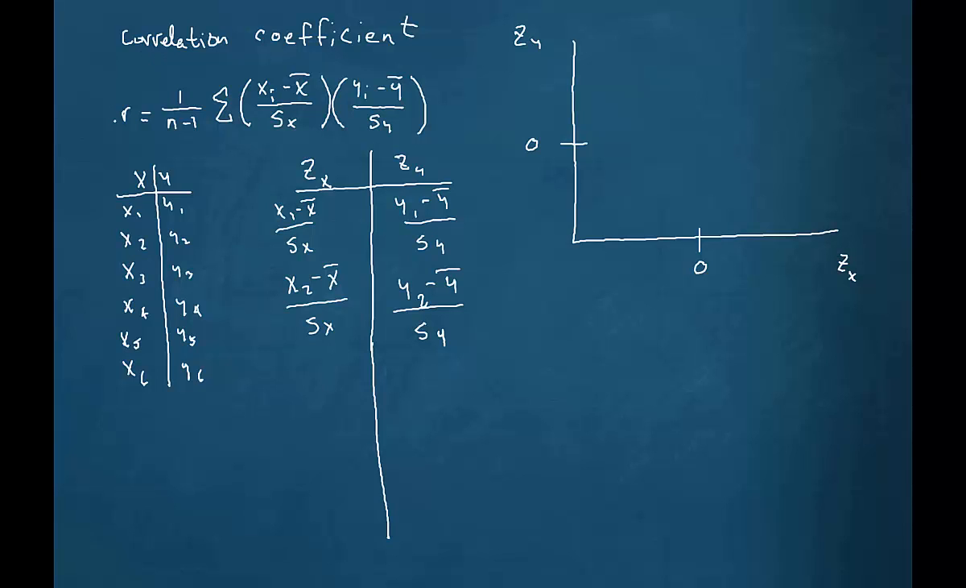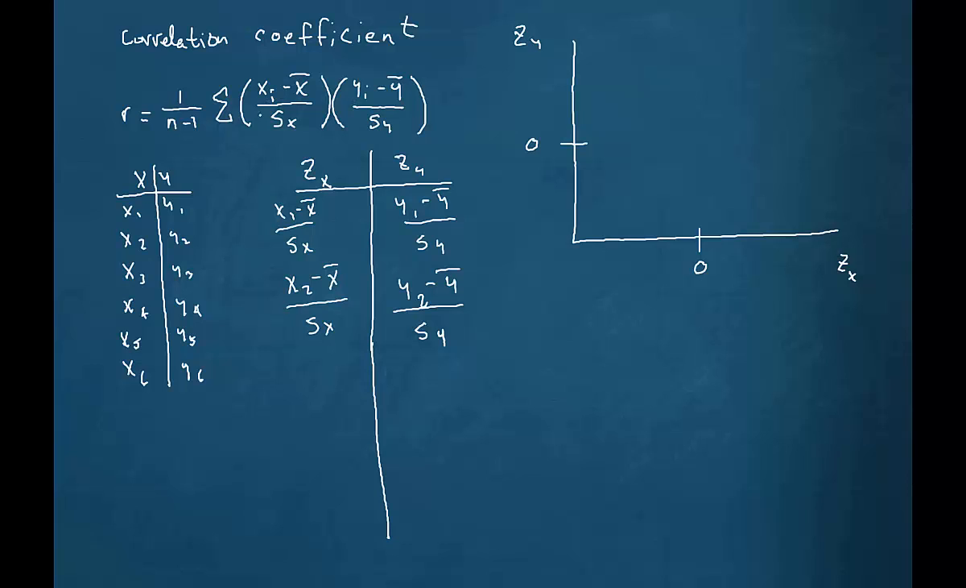The correlation coefficient R is calculated using this formula right here. We have 1 over 1 less than the sample size times the sum, and that means add up a bunch of stuff. And what we're going to add up are going to be the products of these two expressions. Now what we might notice here is that these expressions represent the formulas for finding the z-scores for x and for y.